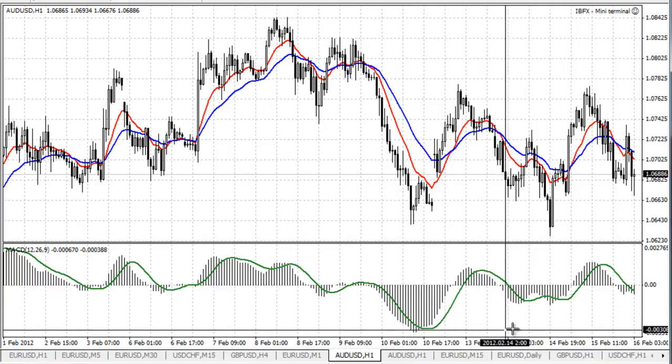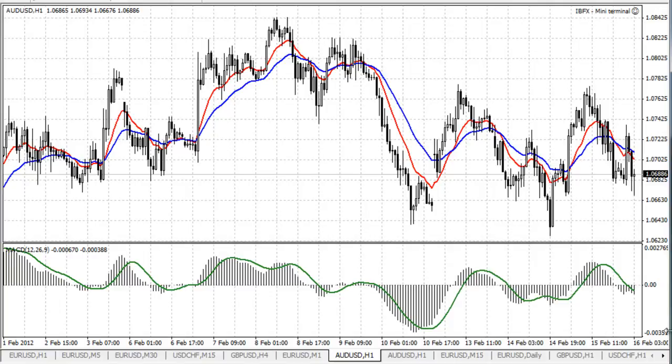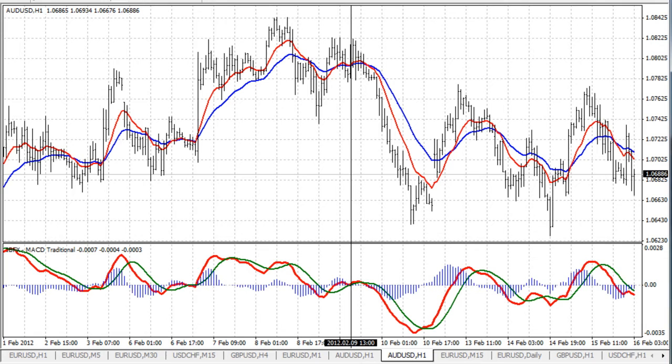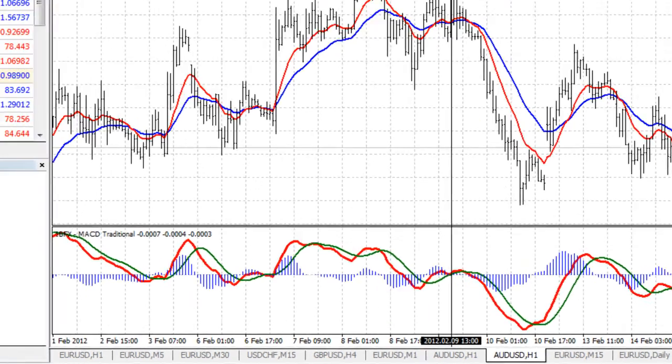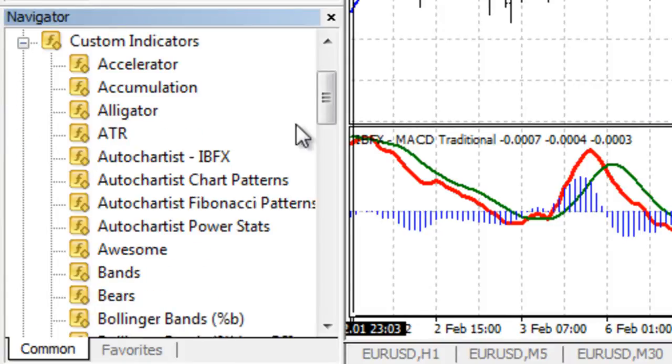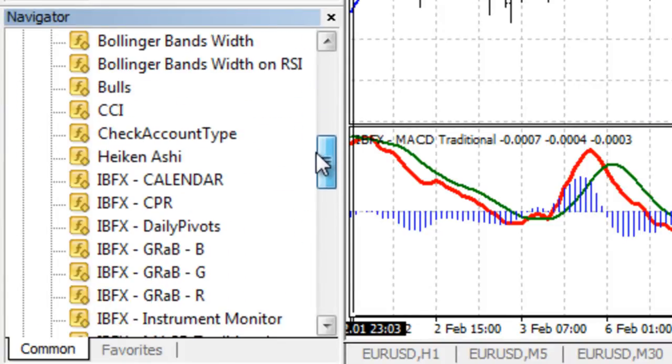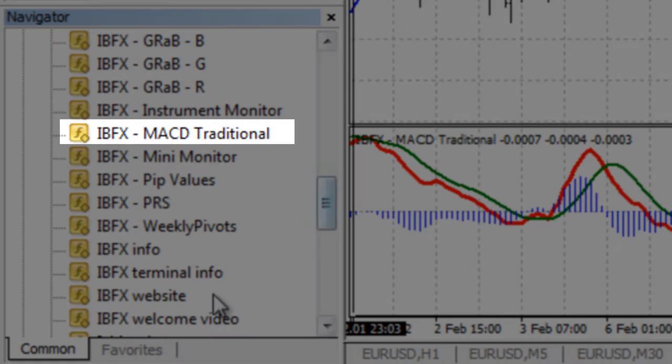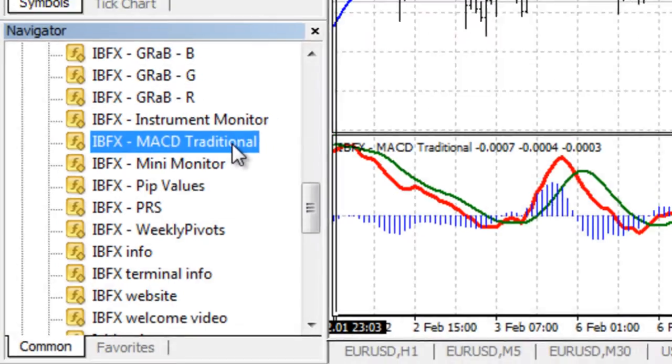Now, over the years we've encountered quite a few clients that actually prefer to see this indicator presented in what we call the traditional style, and that's what we've created with this indicator that we call MACD Traditional. To find this version of the indicator, you need to come to the navigator window, look for custom indicators, scroll down until you find the IBFX MACD Traditional. There it is.